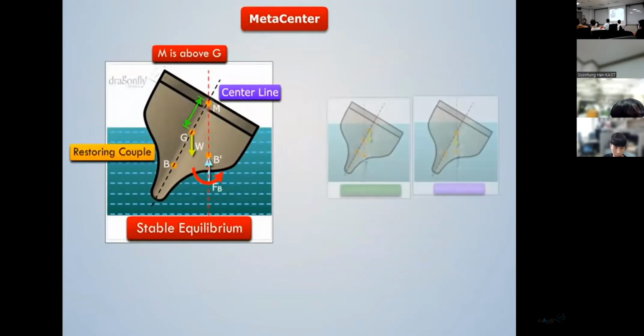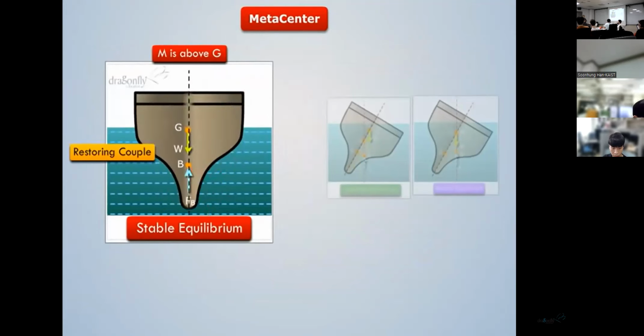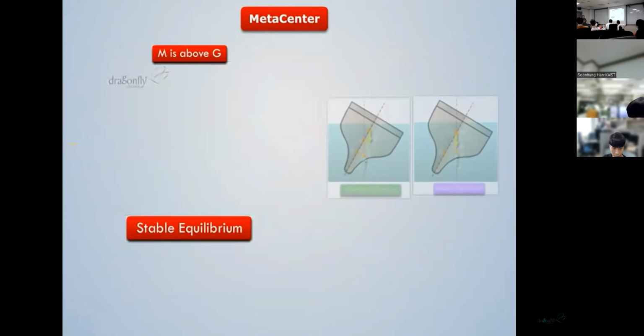When M is above G, then in this case, a restoring couple is formed by the buoyancy force and the weight of the body, which tends to turn the body to its original position. Thus, the body is said to be in stable equilibrium.